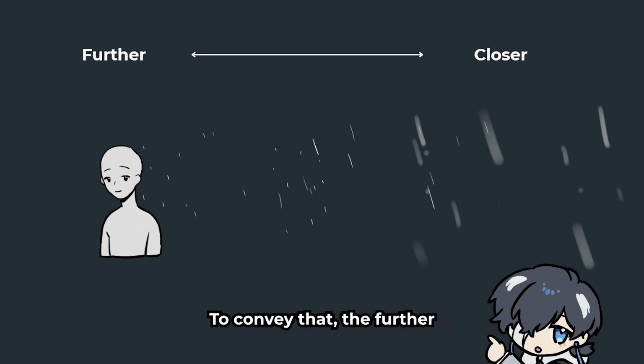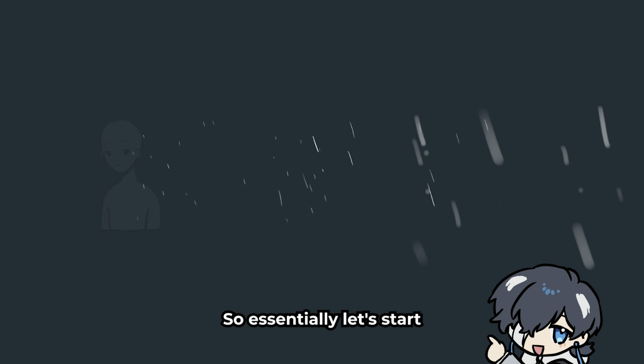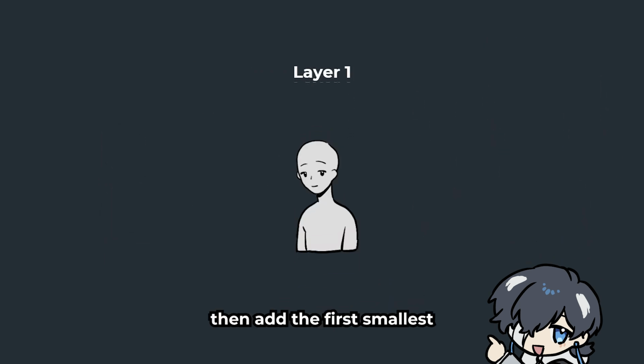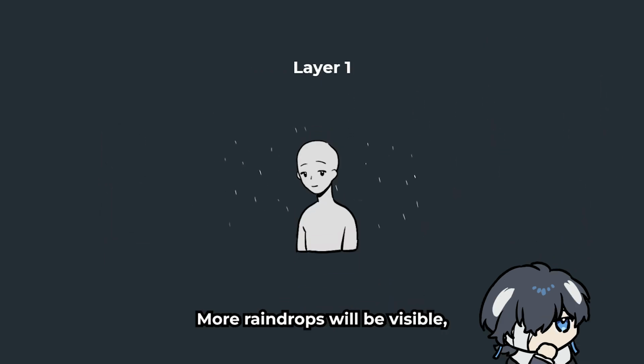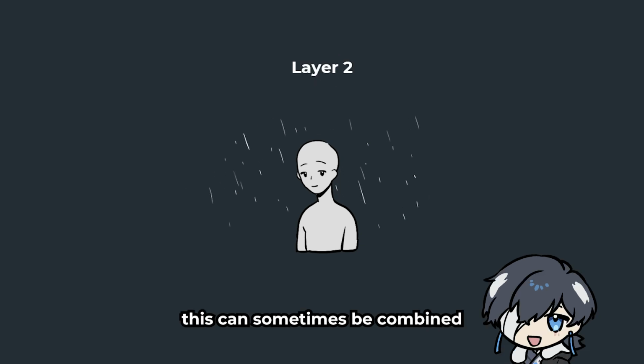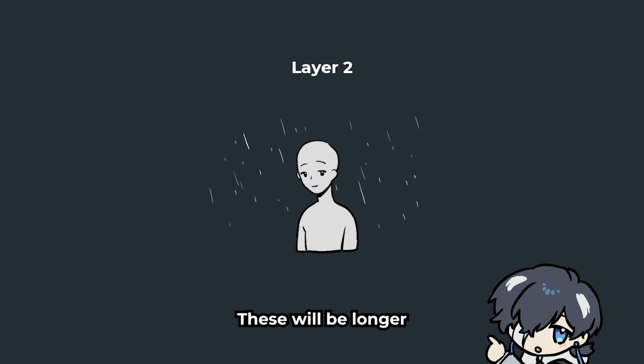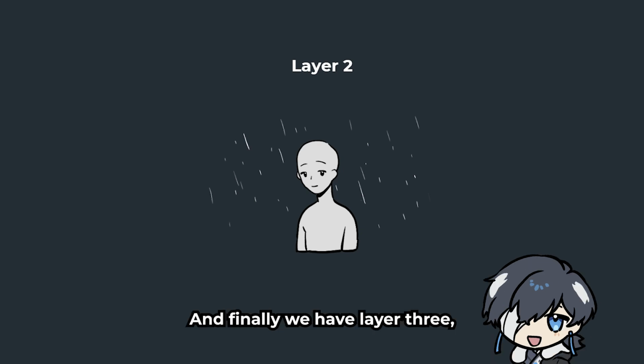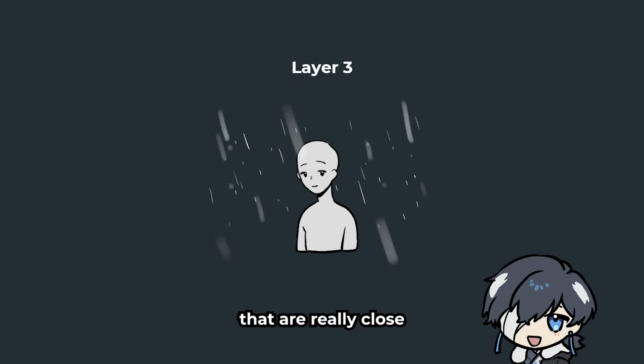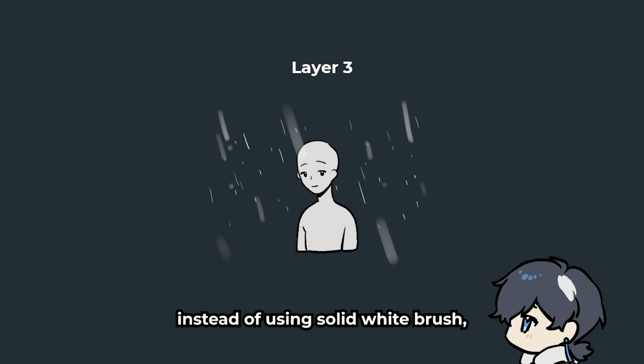To convey that, the further the raindrops are, the shorter I'll draw the line, and the closer the raindrops are, the longer and larger I'll draw the lines. So essentially, I'll start with the character base, then add the first smallest layer of the rain. More raindrops will be visible, but each line will be smaller. Depending on the drawing, this can sometimes be combined with the second layer of rain. These will be longer as they're slightly closer to the camera, and finally we have layer 3, which is droplets that are really close to the camera. For this layer, instead of using a solid white brush, I typically use a soft round brush to give it that blurry effect of being so close to the viewer it's a little bit out of focus.